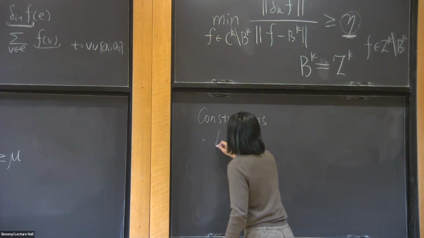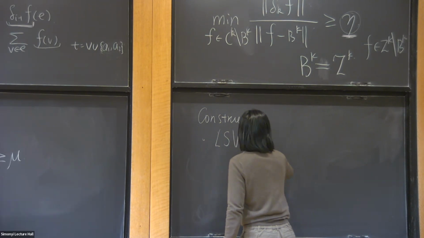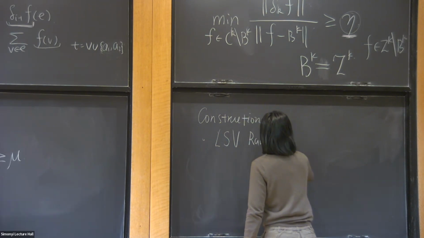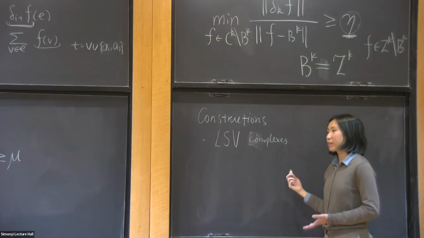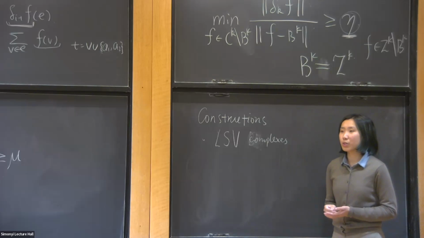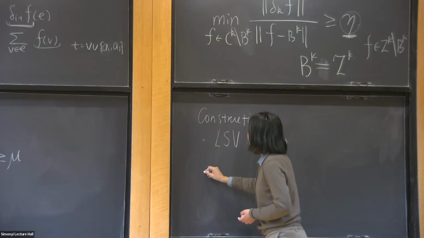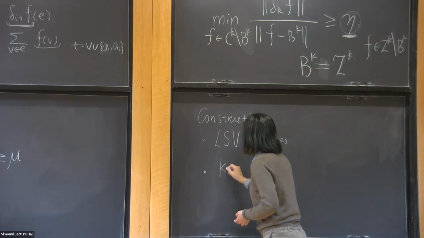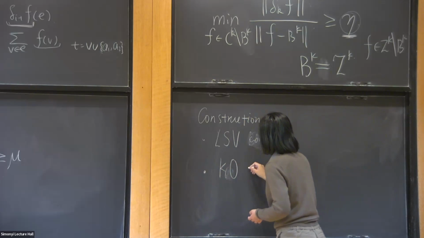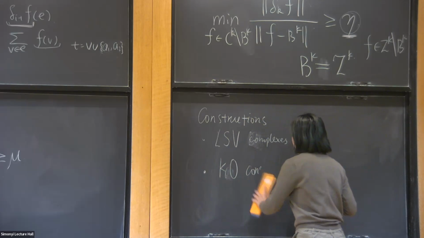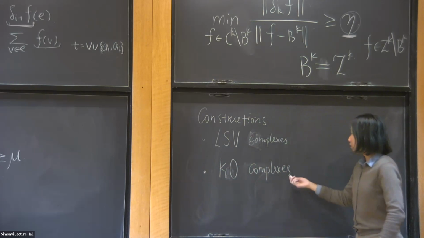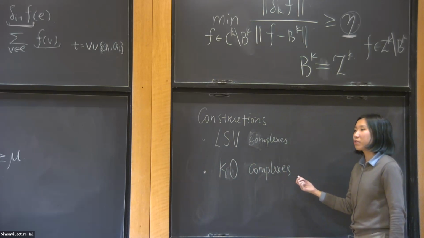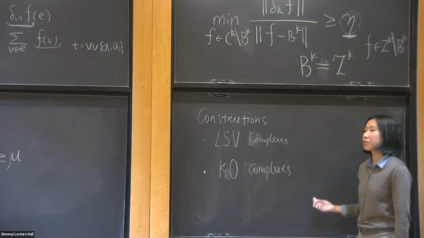So first, the Lubotzky-Samuels-Vishne Ramanujan complexes. These are a family of bounded degree d-dimensional cosystolic expanders for any constant d. So we do have that. We also know the Kaufman-Oppenheim construction, the KO construction, or maybe I should call them complexes, from coset geometry. They are also a family of bounded degree cosystolic expanders.